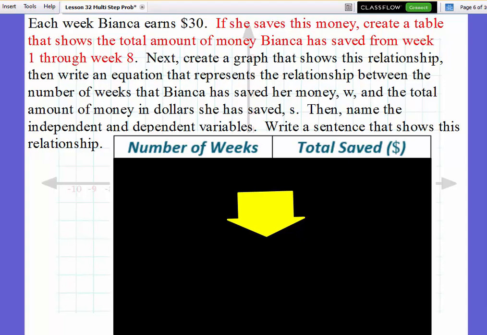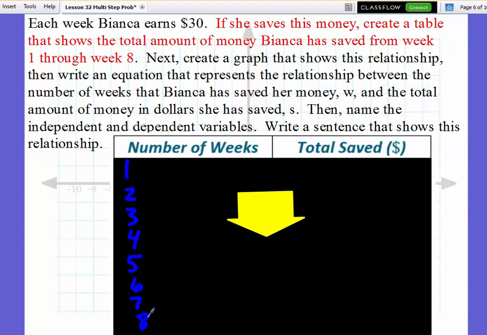Again, we have a lot of information here. It's several parts, so we're going to break it down to the first part. We're going to work in this red. If Bianca saves this money, create a table that shows the total amount Bianca has saved from week 1 through week 8. Well, I know it's going to be 8 weeks, so it's going to be week 1, 2, 3, 4, 5, 6, 7, and 8.